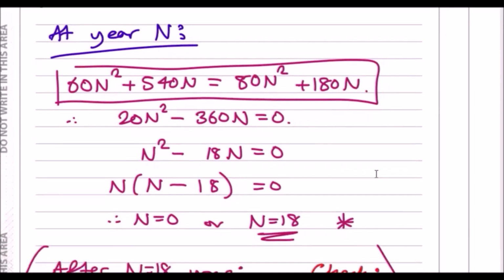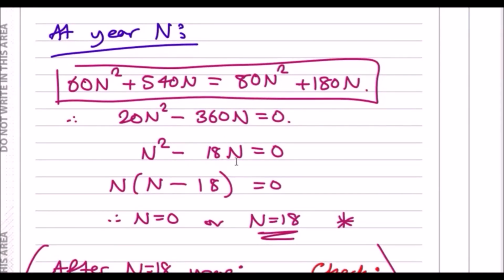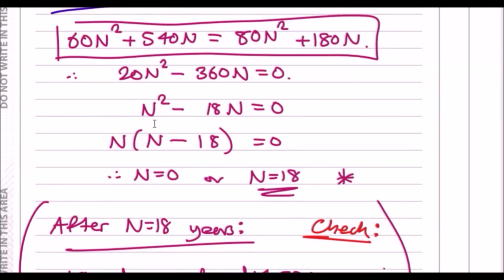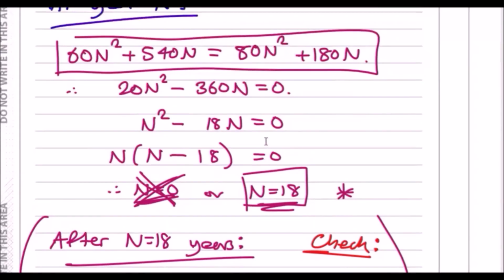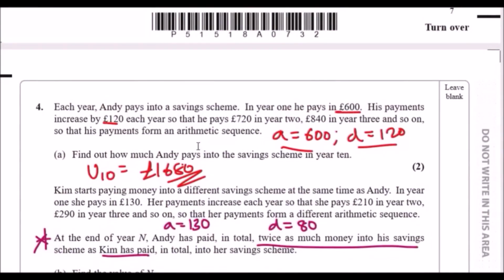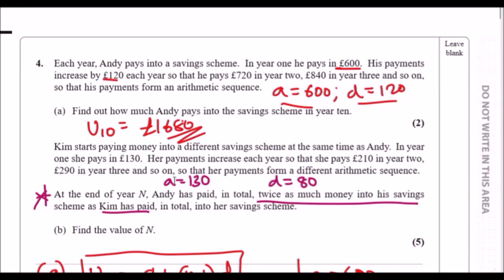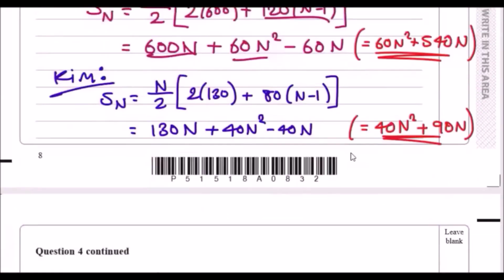Now this is easy. Divide 20 across to get n squared minus 18n. Factorize the n out, and you're left with 2 solutions. n equals 0, which is basically the payment in year 0, which we don't care about. Or n equals 18, meaning after 18 years, that's when Andy pays twice as much as Kim. Now, this is the end of the solution.